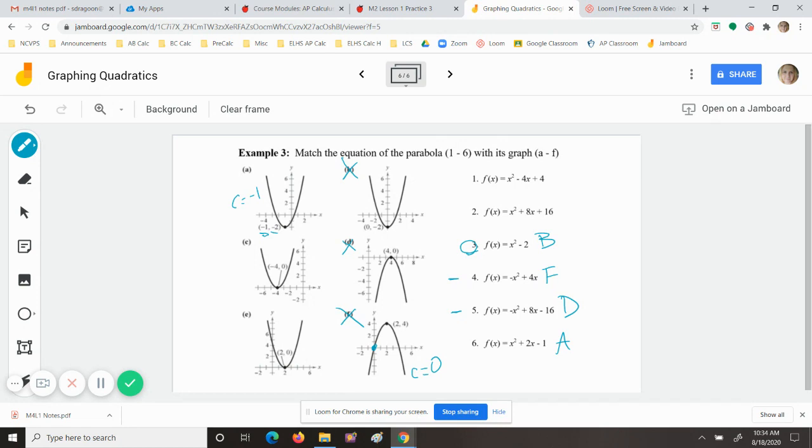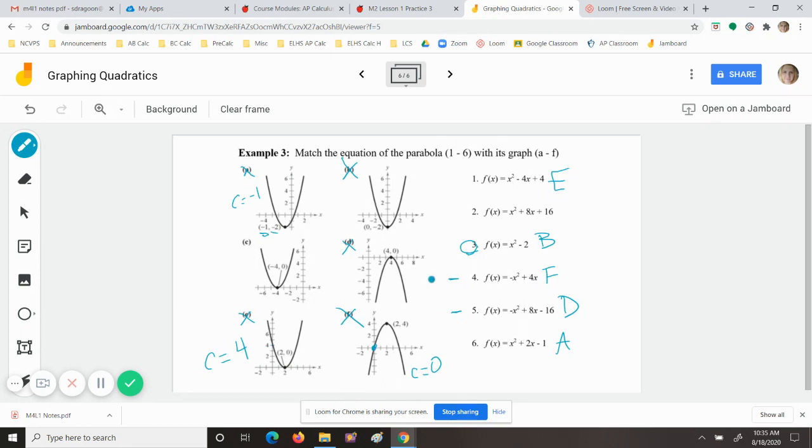Let's take a look at C. C, we can't see the y-intercept. It looks like it's going to be bigger. So let's skip on down to E. E, notice, has a y-intercept at 4. Okay, so the C value has to be 4. That matches up with number 1. So number 1 has to be E. Also, if we solve for the vertex, negative b over 2a is going to give us 2 for the x-coordinate. Plug it back in, we'd get 0 for the y-coordinate, which is also the x-intercept.